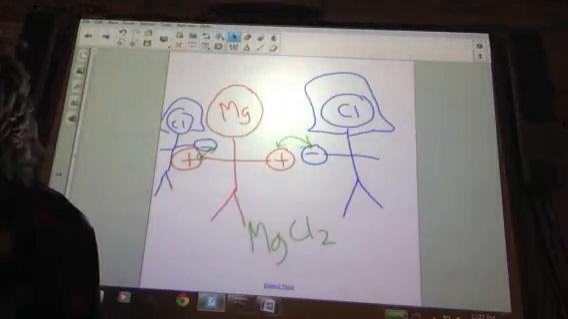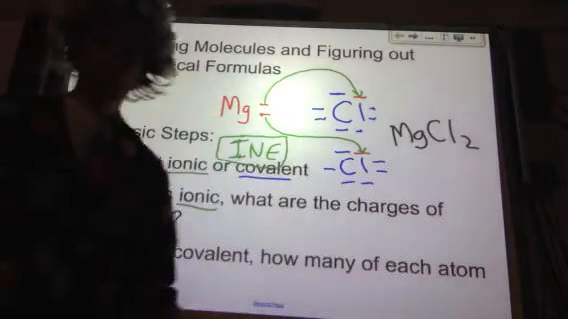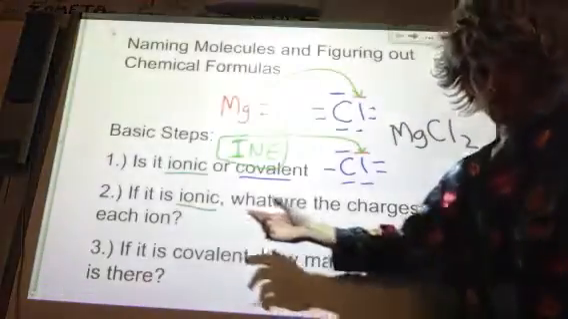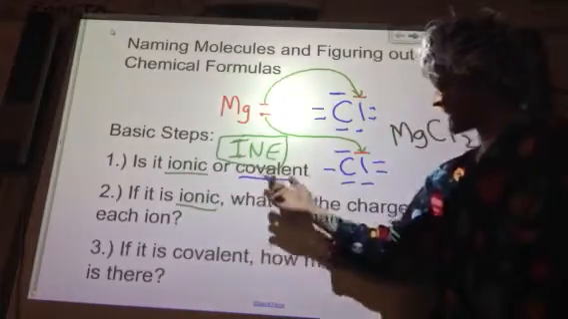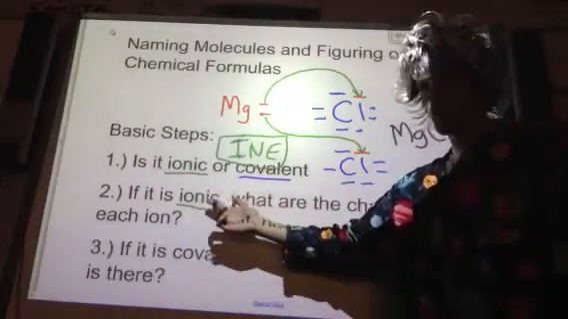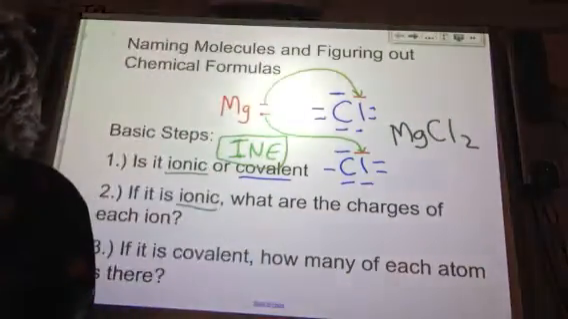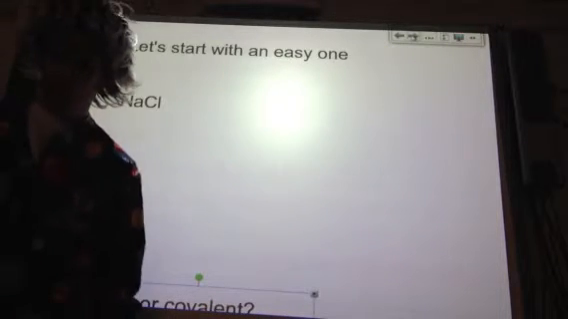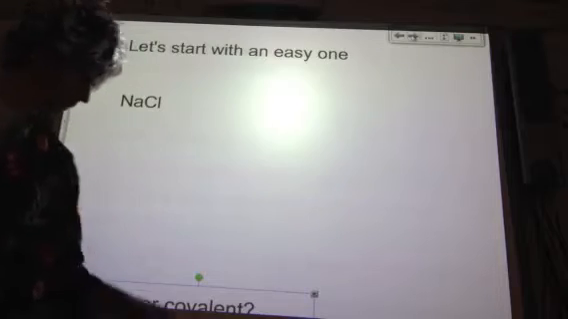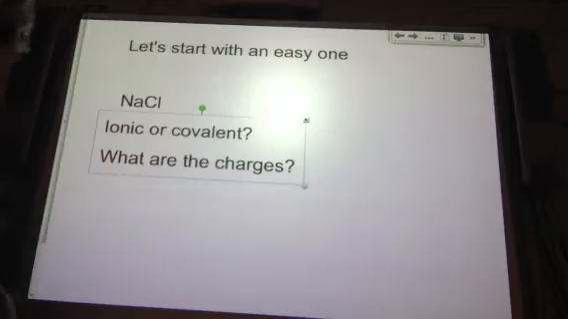Okay. Now let me back up one frame. We'll make it full screen again. Okay. So, first of all, naming these molecules, identify is it ionic or covalent? And then if it's ionic, what are the charges of each ion? Let's do a couple more challenging ones. Alright. Skip over that lady. Okay. So this is an easy one. I said more challenging, but we'll start easy. Go. So first of all, NaCl.